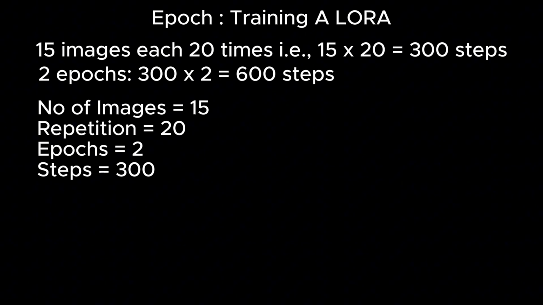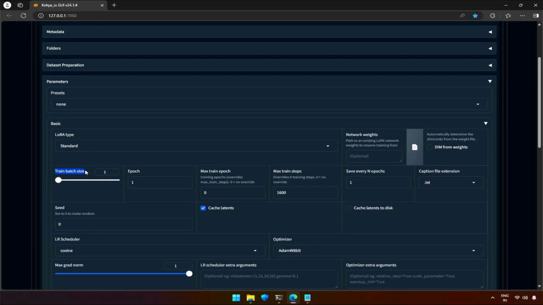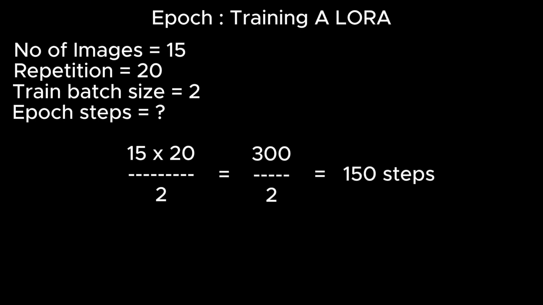There are 2 more units to be noted, train batch size and epoch steps. Let's understand where these units are placed. In this example, I'm using training batch size 1, meaning 1 image at a time. Taking multiple images at the same time will affect training time due to change in epoch steps. So, if we take 2 images, the calculation will be 15 images times 20 repetition, divided by 2 images at a time. This gives us 150 epoch steps instead of 300 steps we saw before.